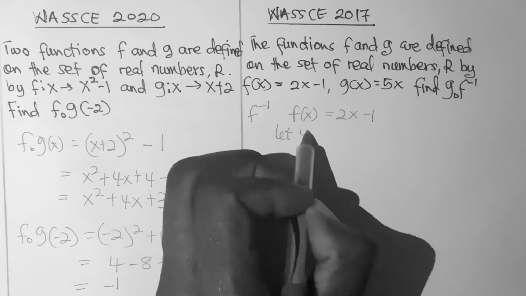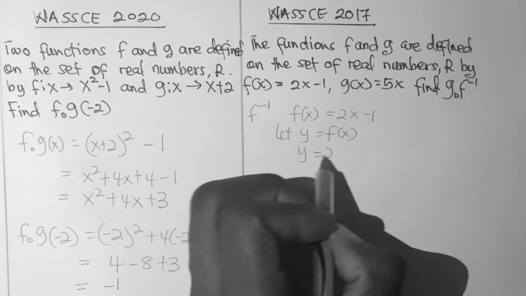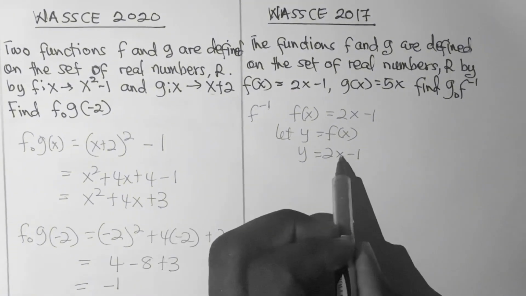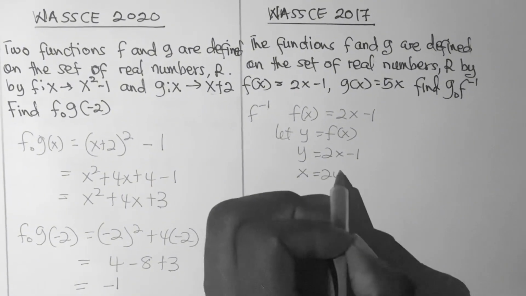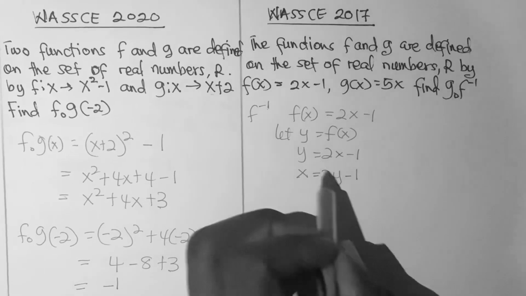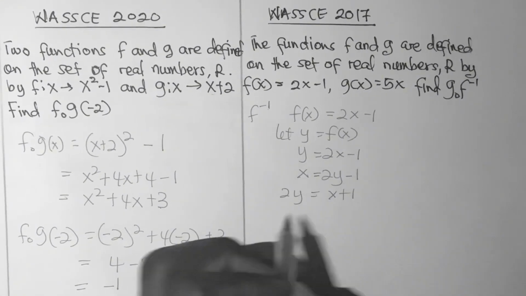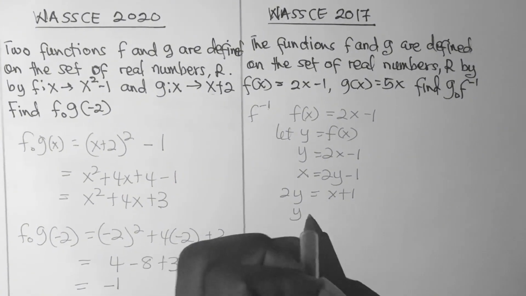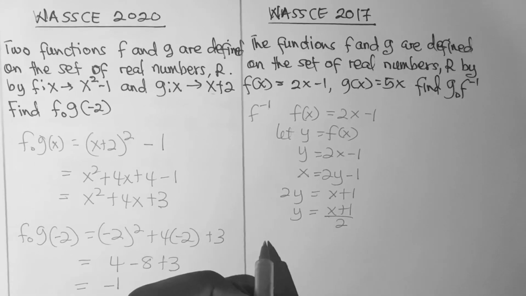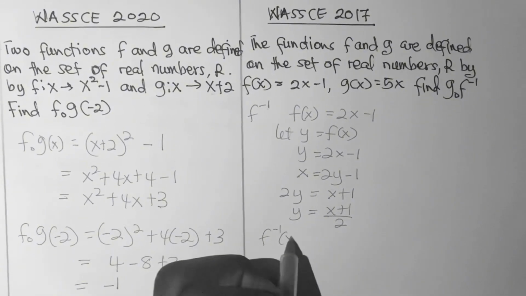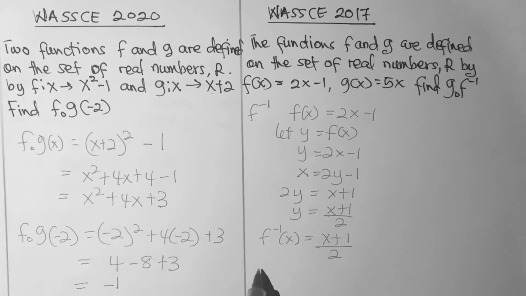Let's let y be equal to f of x. It means that y is equal to 2x minus 1. Now interchange x and y. So it becomes x equals 2y minus 1. Now solve for y. So 2y is equal to x plus 1. We divide through by 2. We find out that y is equal to x plus 1 divided by 2. So f inverse of x is equal to x plus 1 divided by 2.